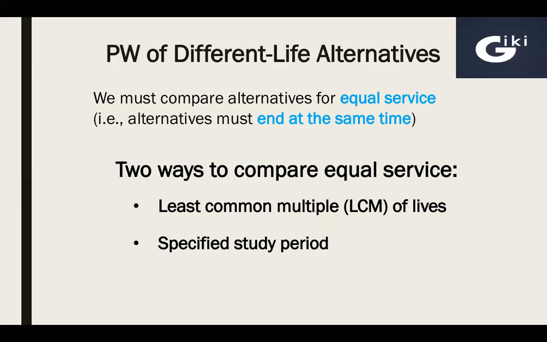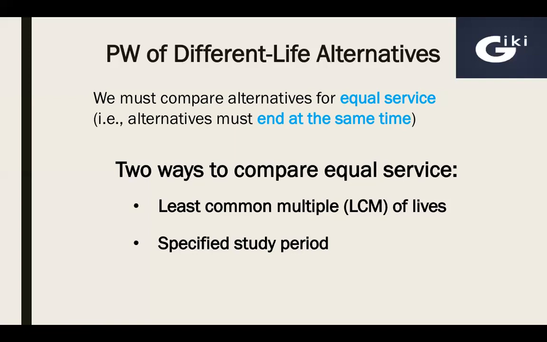If we talk about least common multiple, in that case we need to compare the present worth of alternatives over a period of time equal to the least common multiple of their estimated lives. And in the case of study period, we need to compare the present worth of alternatives using a specified study period of n years. This approach doesn't necessarily consider the useful life of an alternative. That's why the study period method is also known as planning horizon.